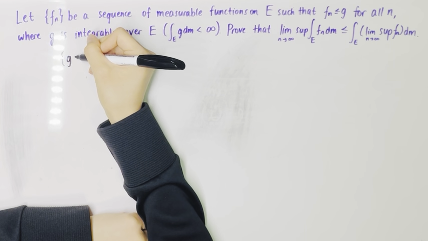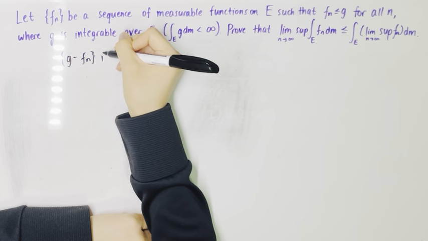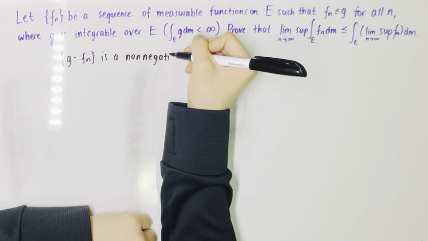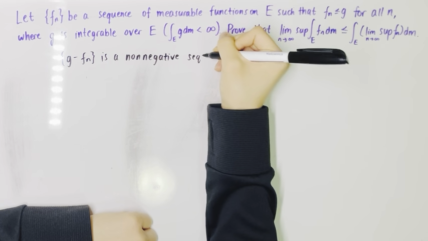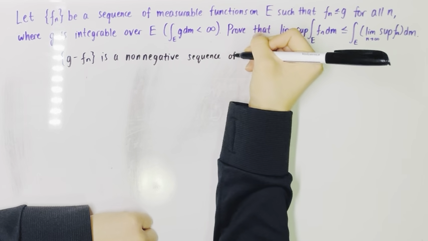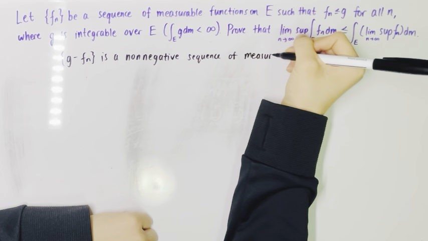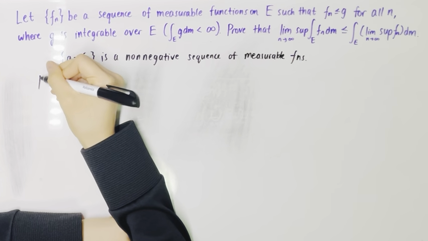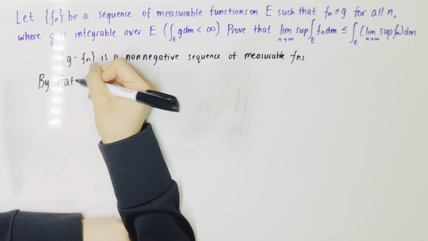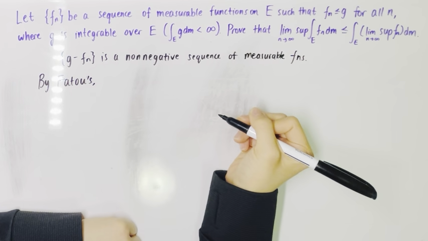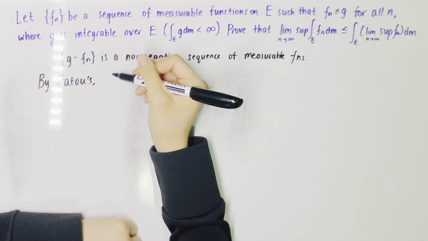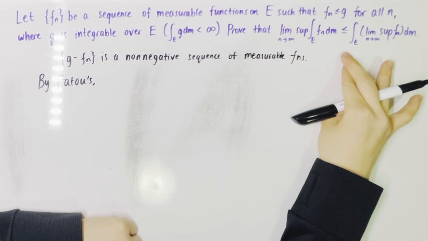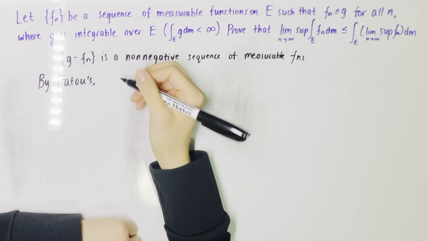So g minus f sub n is a non-negative sequence of measurable functions. By Fatou's, we have that, and Fatou's is kind of just a reverse version of this, so the sup is replaced with inf.